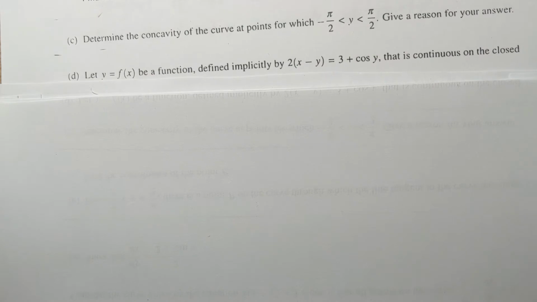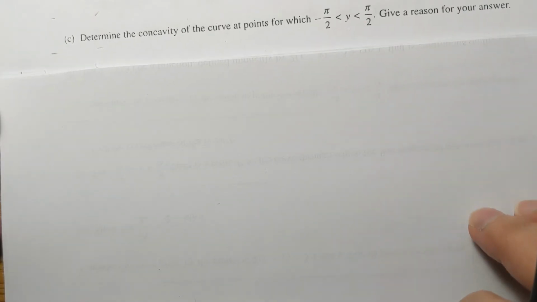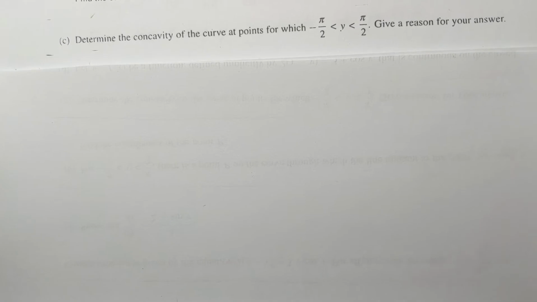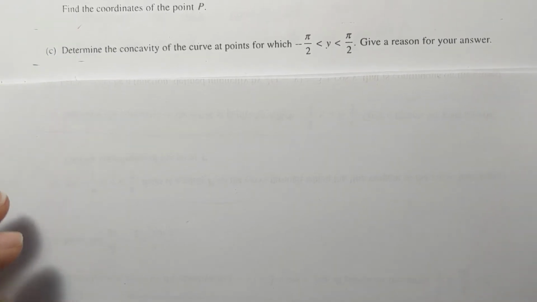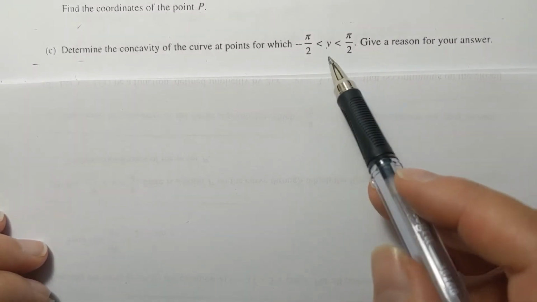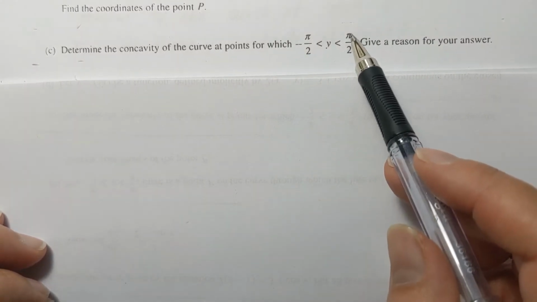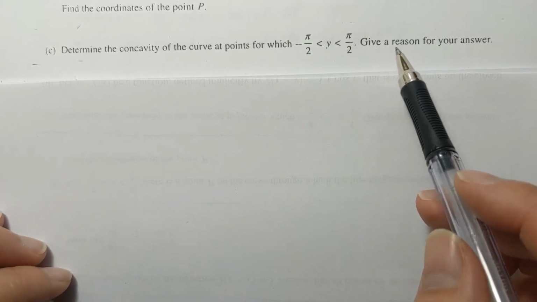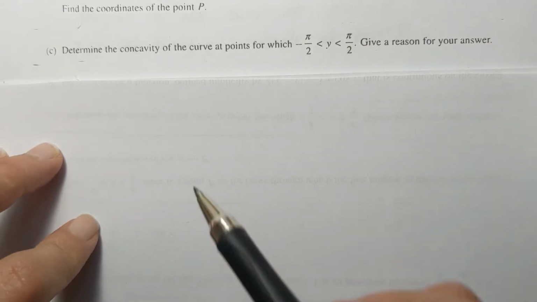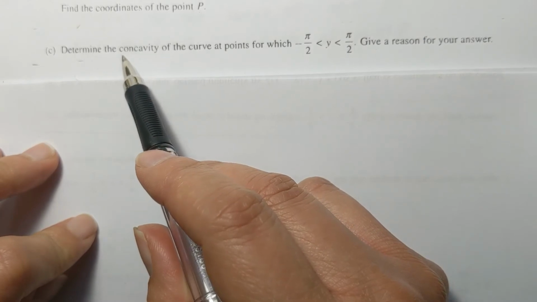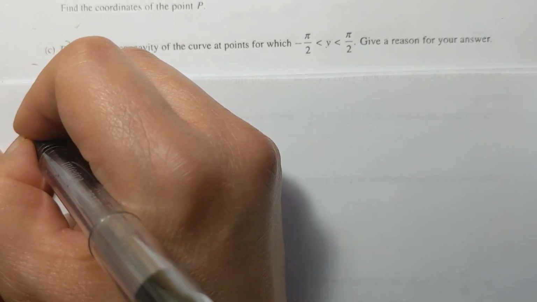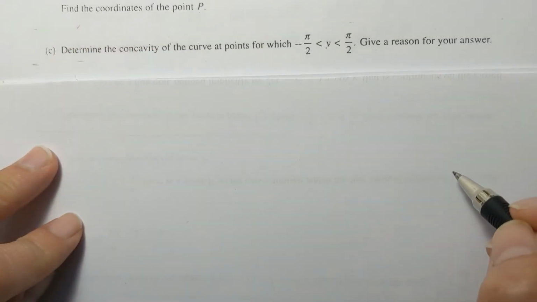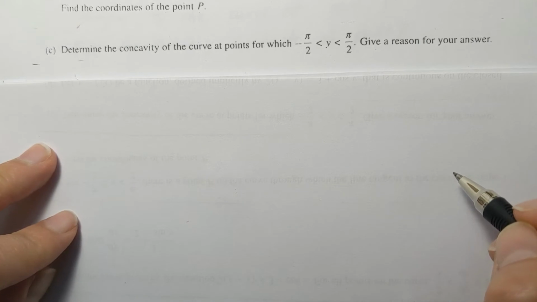Now let's take a look at part C. For part C, determine the concavity of the curve at points for which y is between this interval, negative pi over 2 and pi over 2. Give a reason for your answer. So the keywords will be concavity of the curve. So we have to use the second derivative. If the second derivative is positive, the function will be concave up. If the second derivative is negative at the location, that will be concave down at the location.